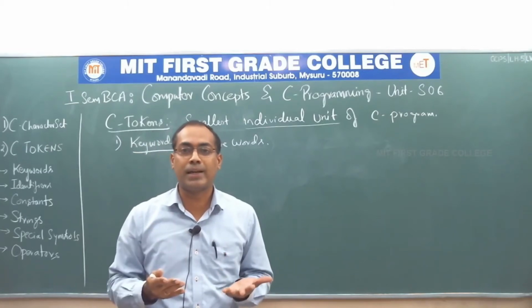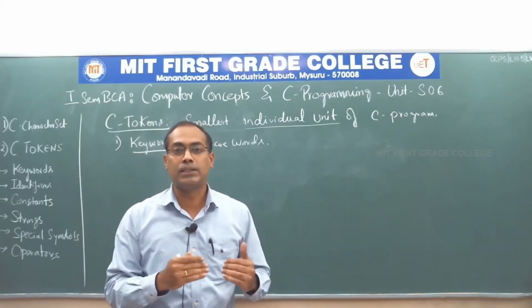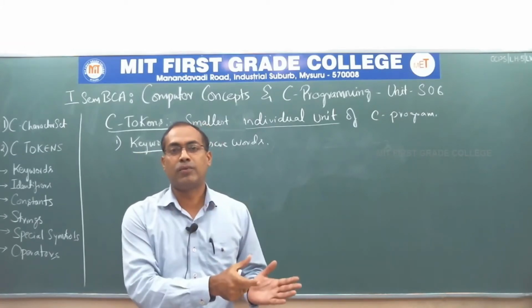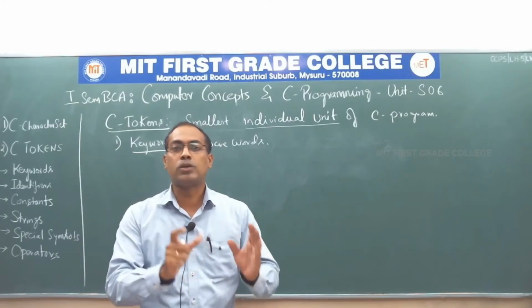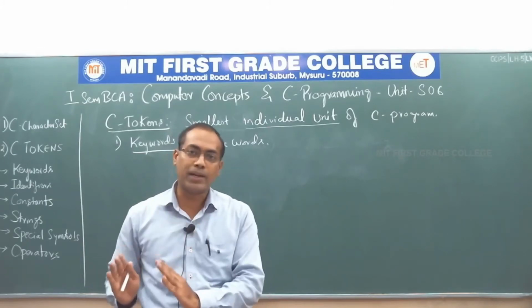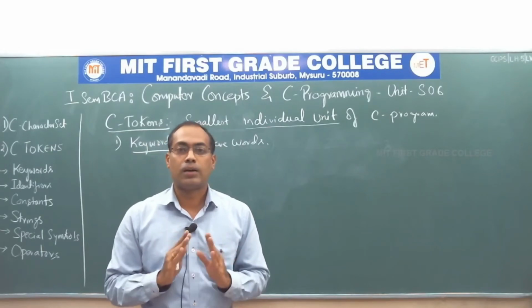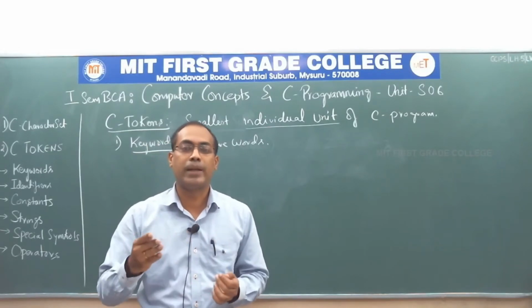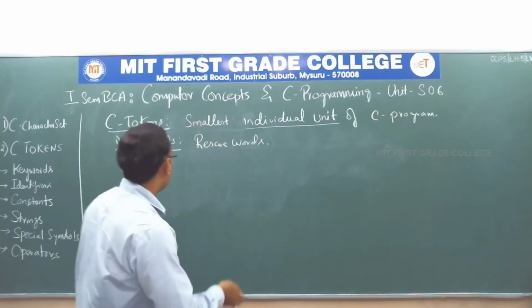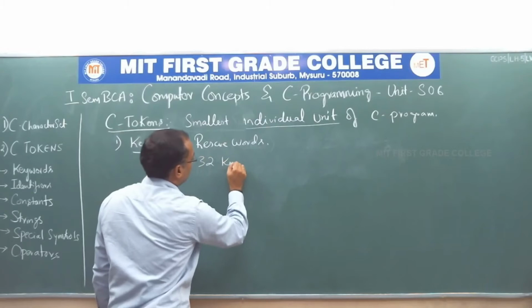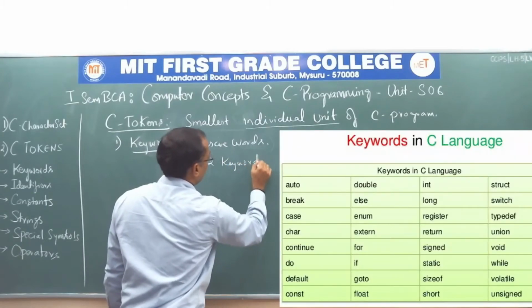These words are reserved by the C compiler itself, which means that there is a set of words and these words belong to C and you can use them, but you cannot use them to name an identifier, which is nothing but a function, variable or a constant. So there are altogether 32 keywords in C.